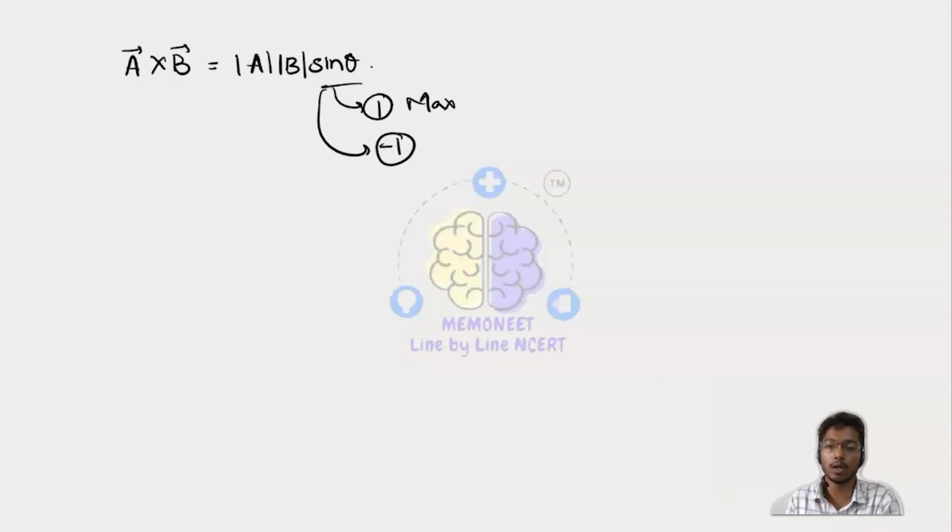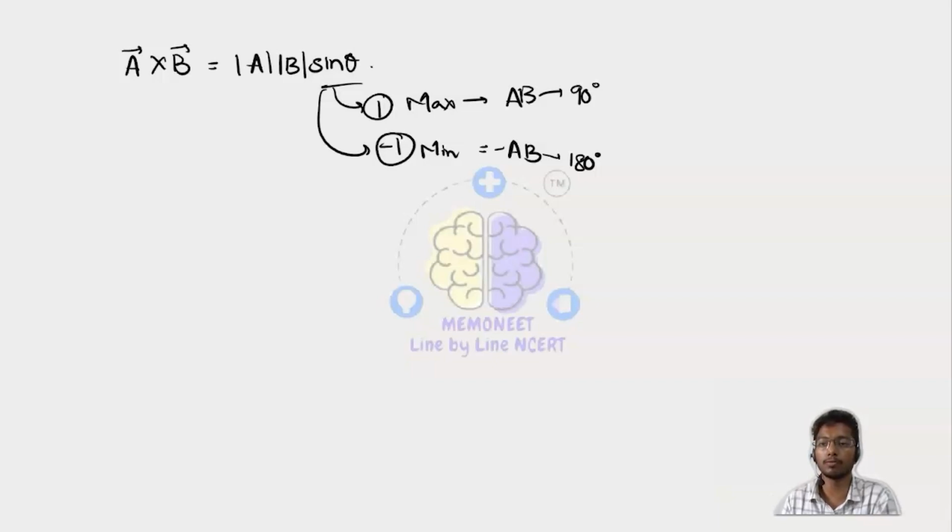-1. So we can write the maximum value of a cross b is ab, and the minimum value is minus ab. In which degree? It is at 90 degrees, sine 90 is 1, and at 180 degrees sine 180 is minus. Okay, so this is how we are doing the vector product.